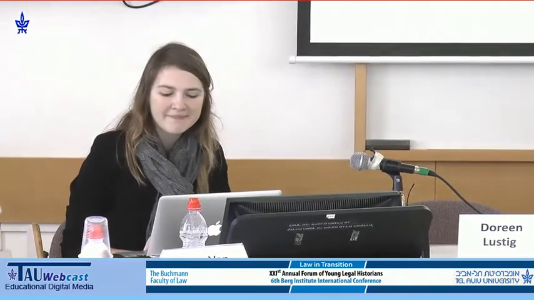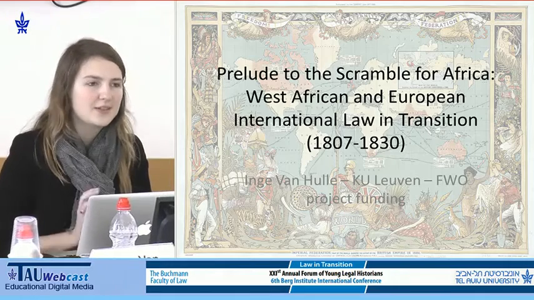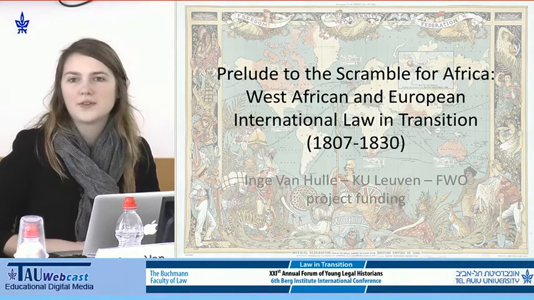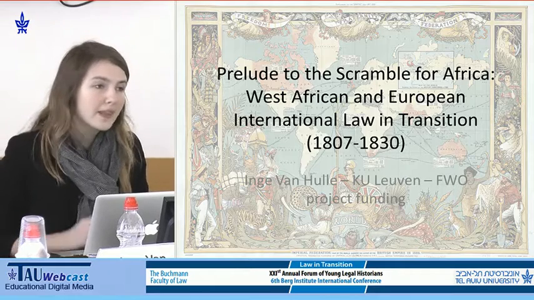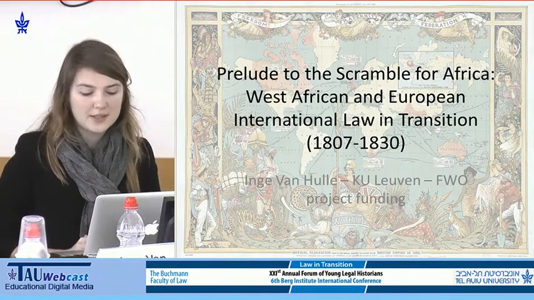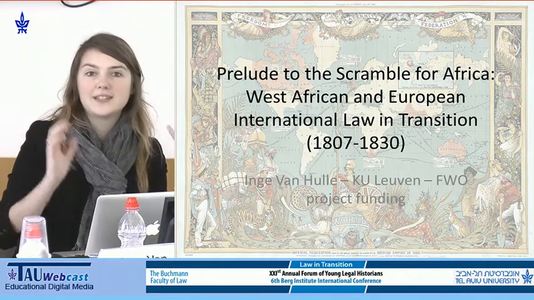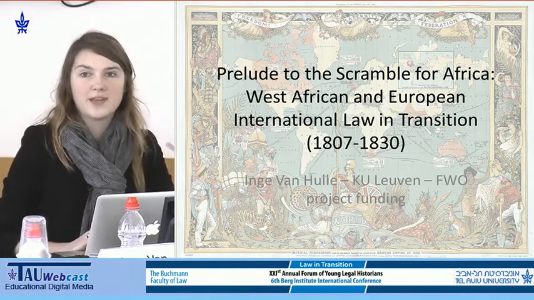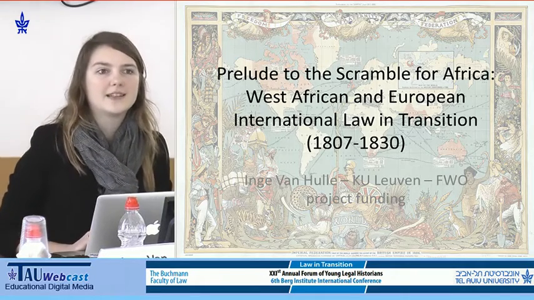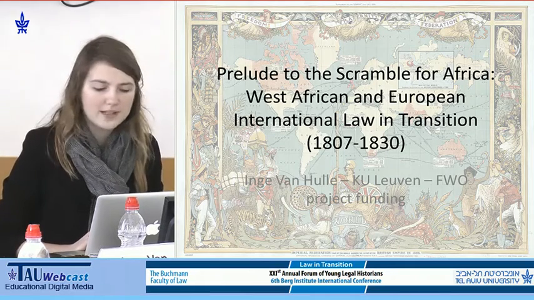Anyway, my talk today refers to part of my PhD research, which concerns the British prehistory, if you like, of the Scramble for Africa in the 19th century, and more particularly with a focus on international law and the laws of territorial acquisition. Now, when I talk of the Scramble for Africa, perhaps you will have this image in your mind of the map of Africa with all these colors that represent the various territories taken by European powers, of which, of course, the British territories were just one aspect.